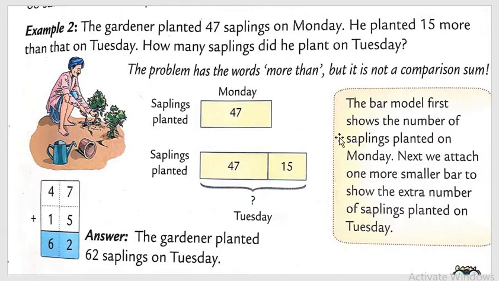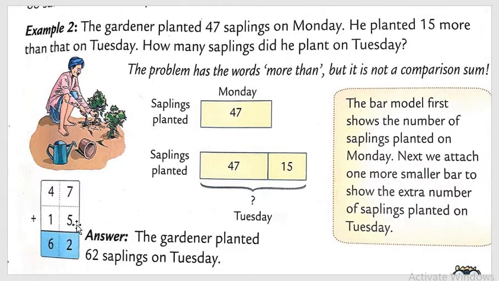So now what to do here? We do the addition, not a subtraction or a comparison. We do the addition because of the words more than, but it's not a comparison sum, and we do not do subtraction. So 47 plus 15, so we know how many he planted on Tuesday. Got my point, all students?